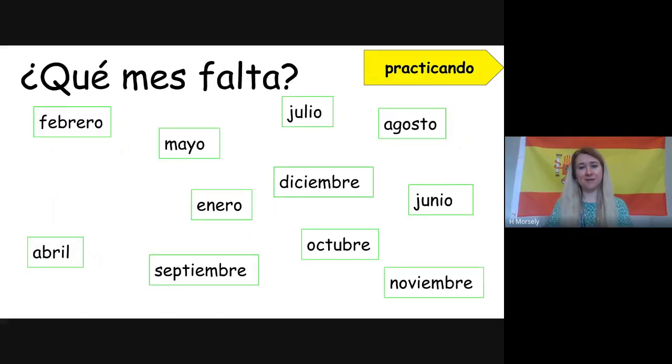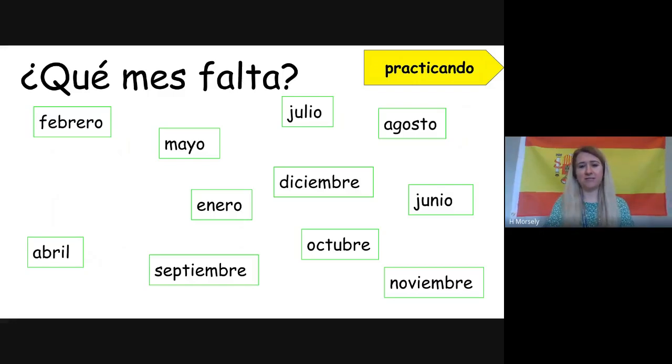¿Qué mes falta? So do you have a method for working it out? If I were you, I would start with the first month of the year and work my way through all of the months until I got to the one that I couldn't find. And then I would know that that's the one that's missing. That's how I personally would approach this task.